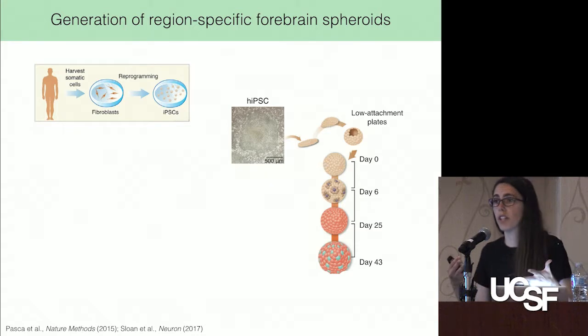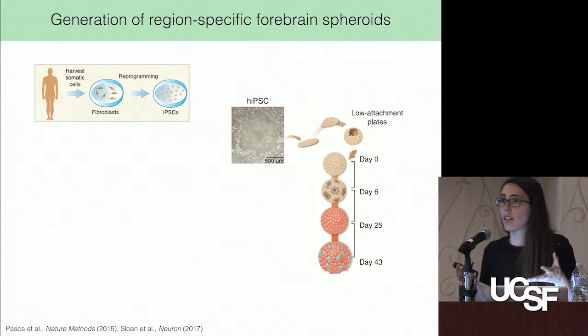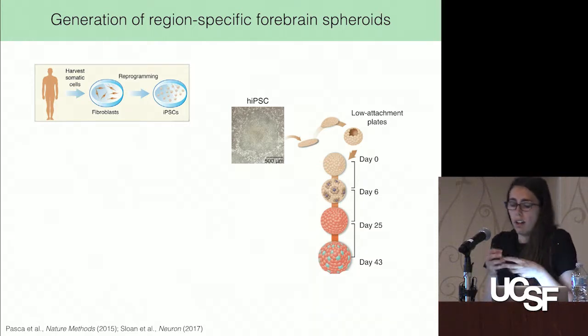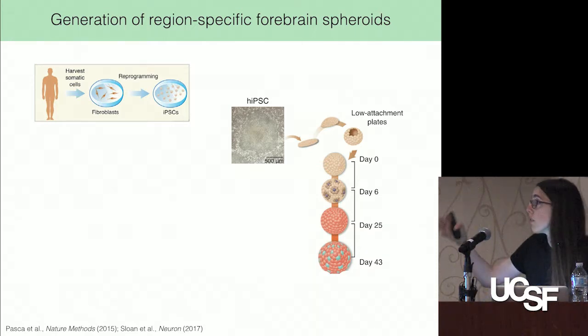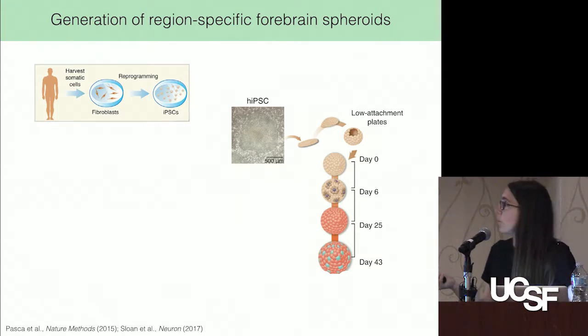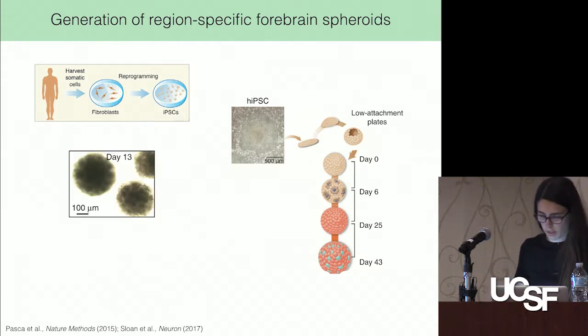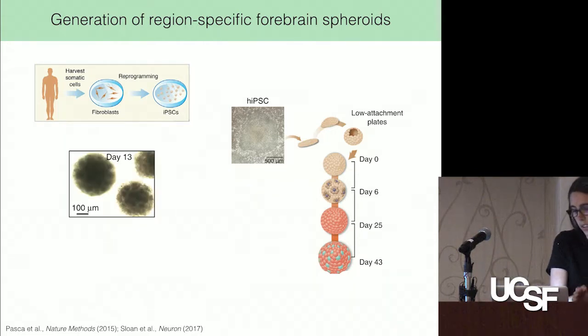And then when we want to differentiate them into neurons, we can lift them from their plate, and we can put them on a plate that is low attachment, which means that they're going to just grow in 3D as little spheres. And then we give them certain growth factors to push them towards a specific fate. And then in the end, we end up with 3D neural brain spheroids. And so this is what they look like early on. So this is day 13.